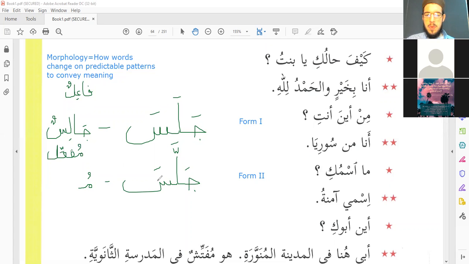So what does that do to our verb jallasa, to make someone sit down? Becomes mujallis. So mujallis is somebody who forces other people to sit down. Something that could be said in jest, probably. You're teasing somebody. Mujallis. Mujallisun.